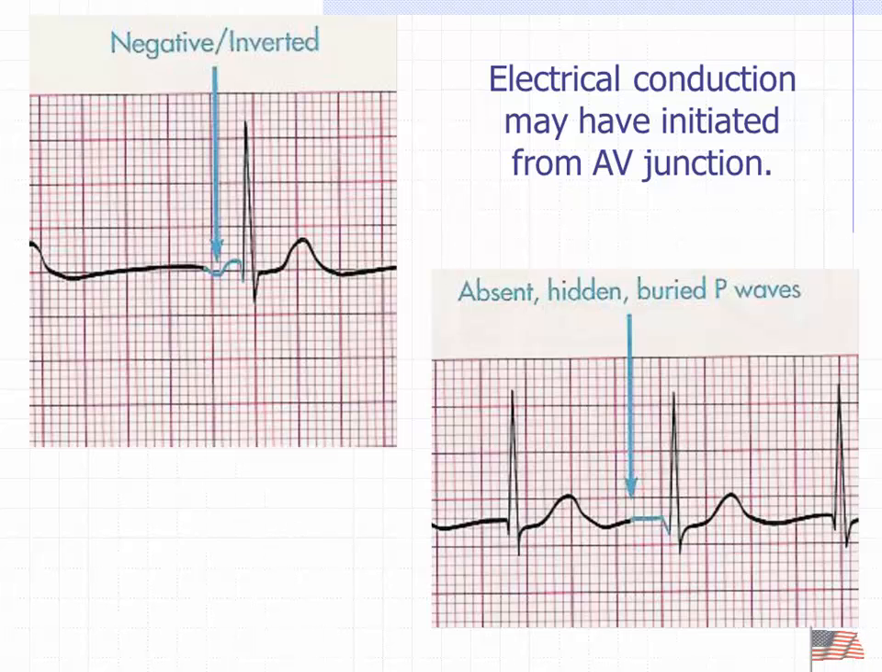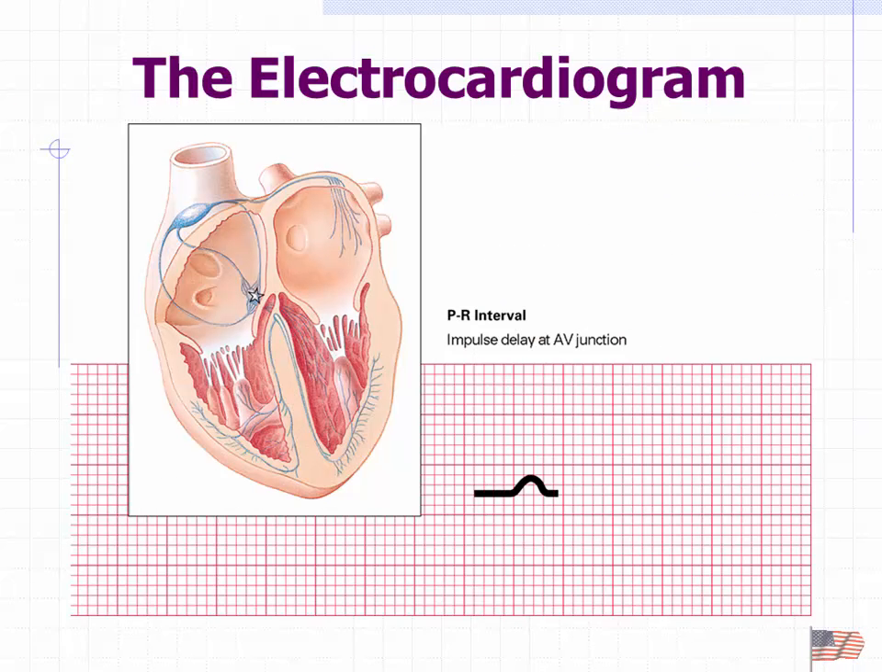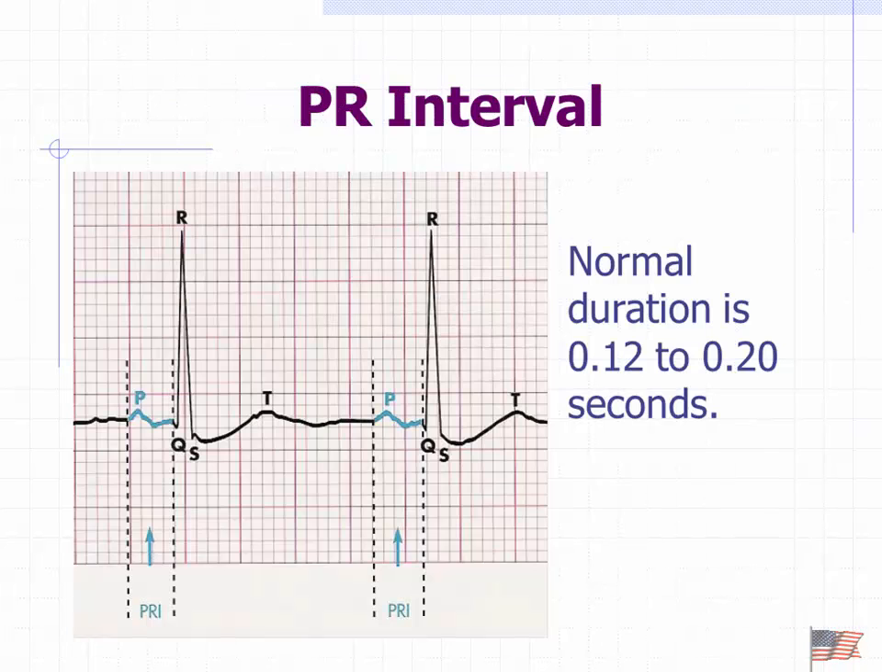Now, I know what you're saying to yourself. Why would that happen? My SA node's now not working. Eventually we'll get to talking about these. It's called a heart block. But we're not there yet. Okay. Sometimes they're just buried. Sometimes you can't see them. Leave it at that. So I'm continuing on.